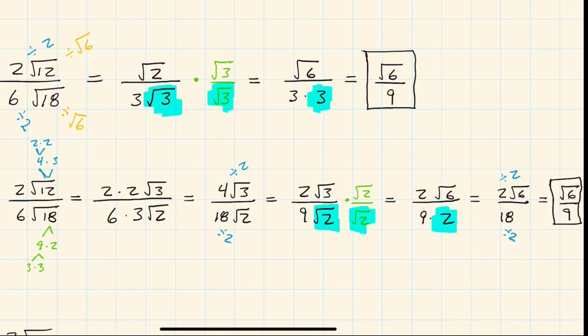Okay, so it's really three tools again that we have. We can always reduce like a fraction, you can simplify the radical, and you can rationalize the denominator.